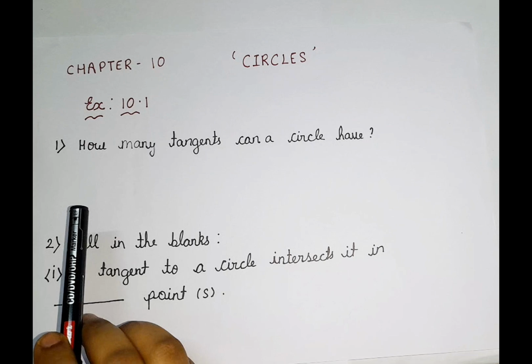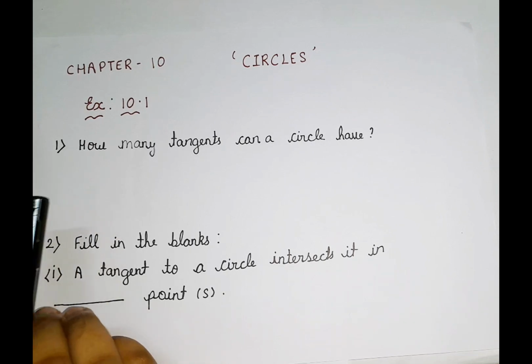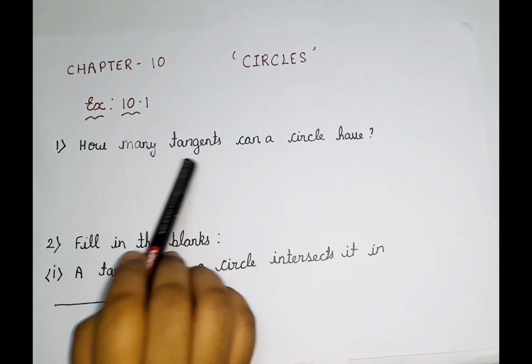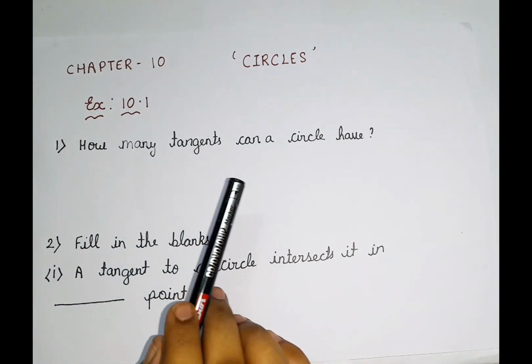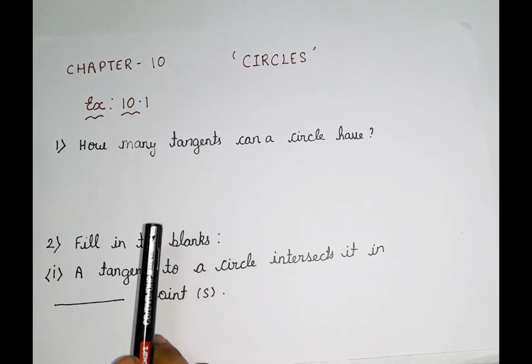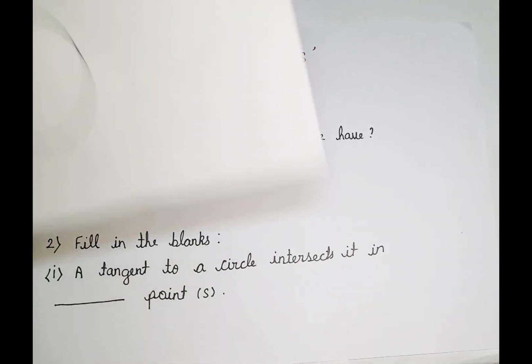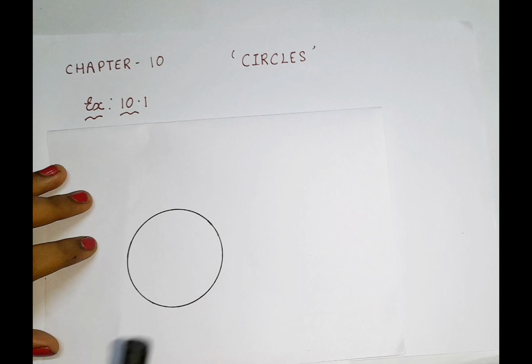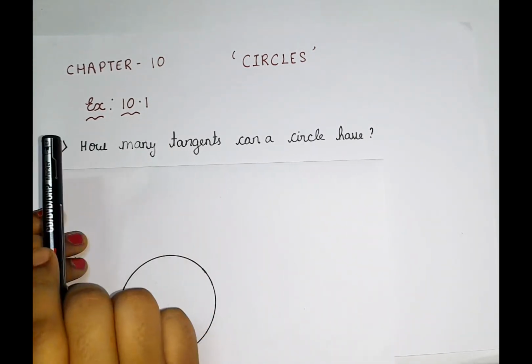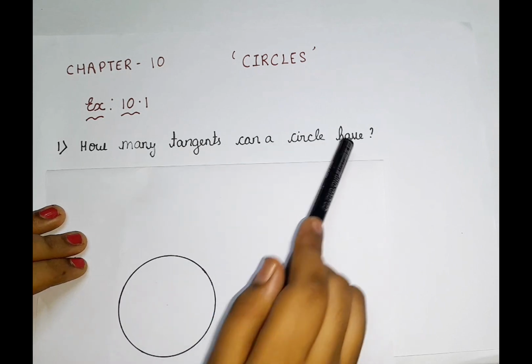Okay, so now let us look at the first question. How many tangents can a circle have? Here they are talking about circles. Why? Because this lesson is about circles. Now let's take a circle. So this is a circle. In this question, they asked us how many tangents can a circle have.